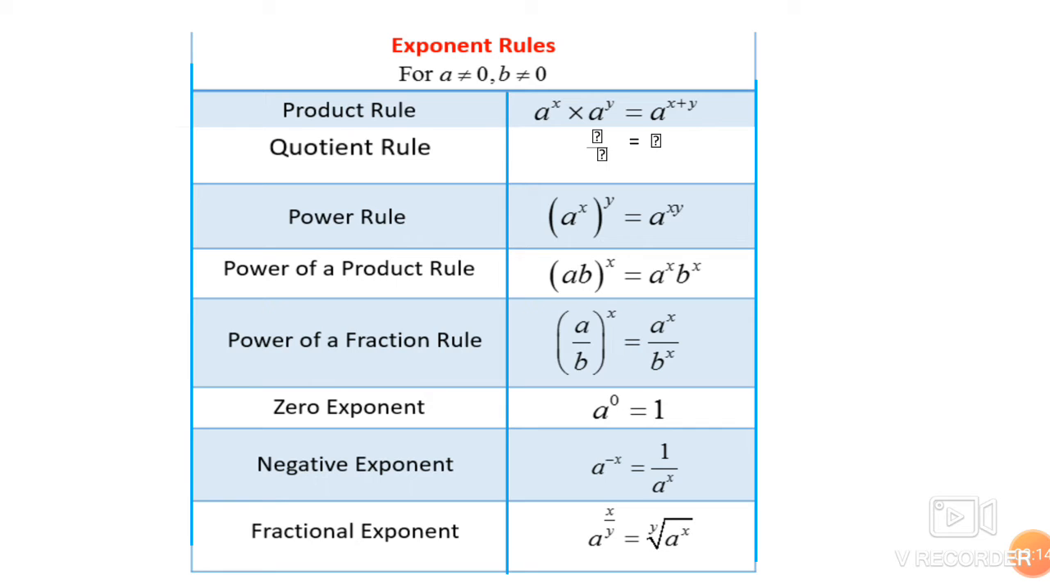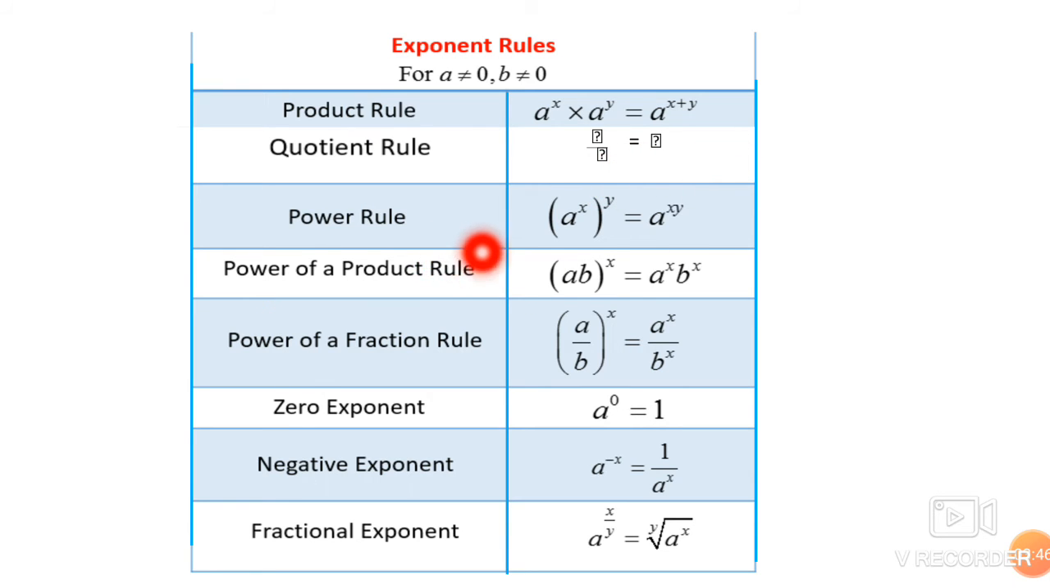Next, we have some rules of exponent. The first one is product rule. According to product rule, if we have same base and the numbers are multiplying with each other, we just write the base once and add the exponents. Similarly, quotient rule, if the base is same and the numbers are dividing with each other, so we will write the base once and exponent will be subtracted.